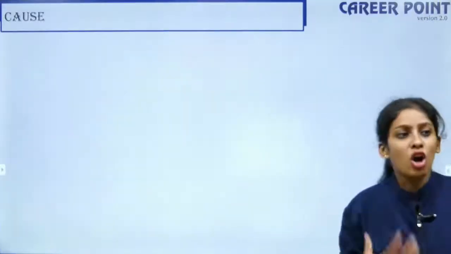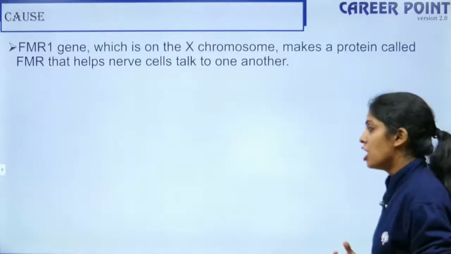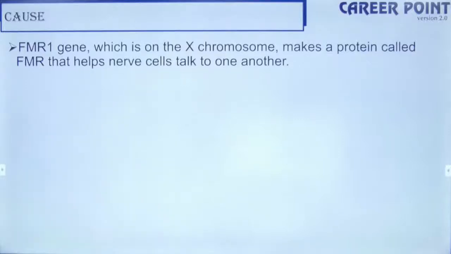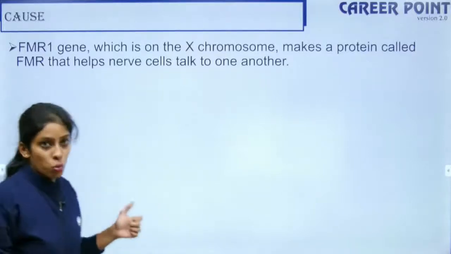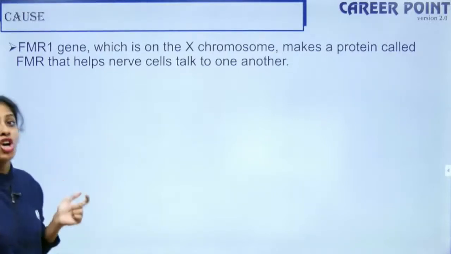So what is the cause behind this beautifully named syndrome, that is the Fragile X syndrome? So you have a gene known as the FMR1 gene, okay? So this is a gene that is present on the X chromosome. It makes a protein called FMR. Okay, so that helps the nerve cells to talk to each other.